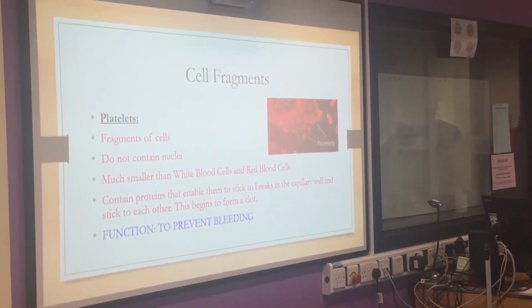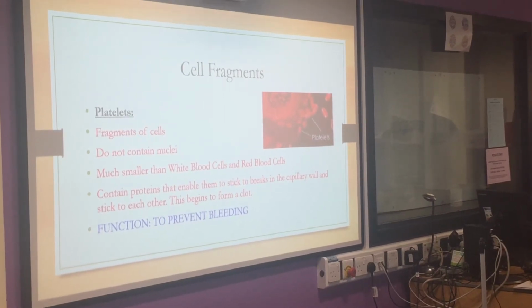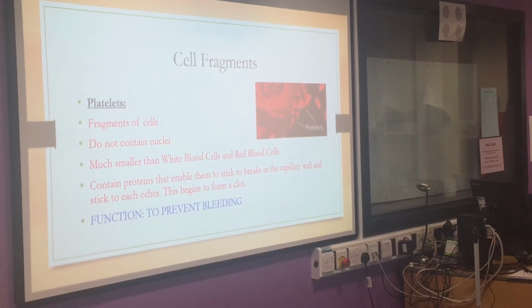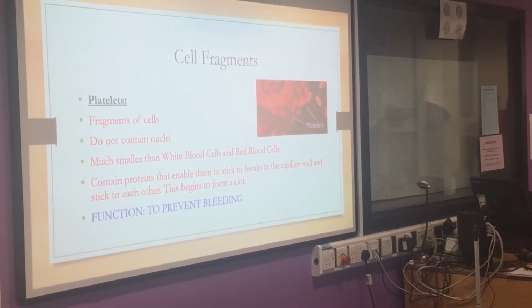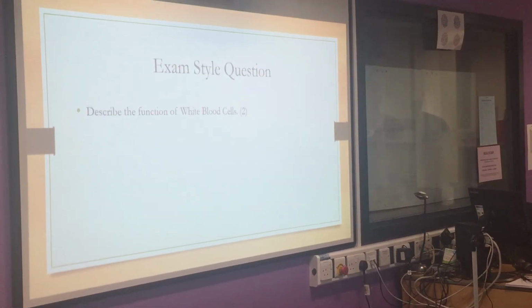Platelets. These are fragments of cells and they do not contain nuclei. They are much smaller than white blood cells and red blood cells. They contain proteins that enable them to stick to breaks in the capillary wall and stick to each other. This begins to form a clot. Their function is to prevent bleeding.